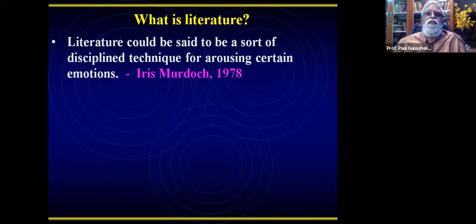Literature could be said to be a sort of disciplined technique for arousing certain emotions. The interesting phrase there is disciplined technique. So it's a technique that any one of us can possibly use if we wished to produce a literary text. But for us to be good, proficient literature people, creative writers, a great deal of training and practice will go into it, which is why we say disciplined technique. But what do we use this for? We use it to arouse emotions. So think about text B. So that is literature.